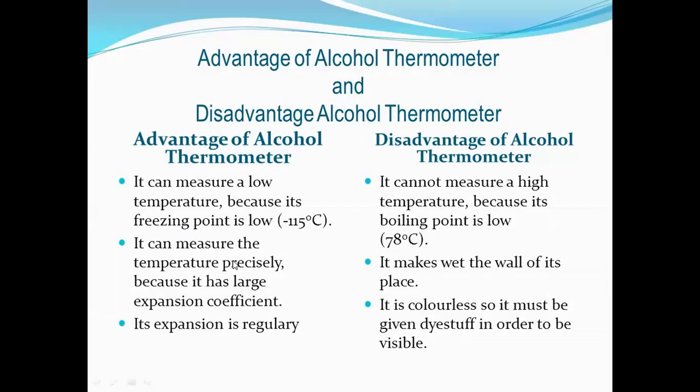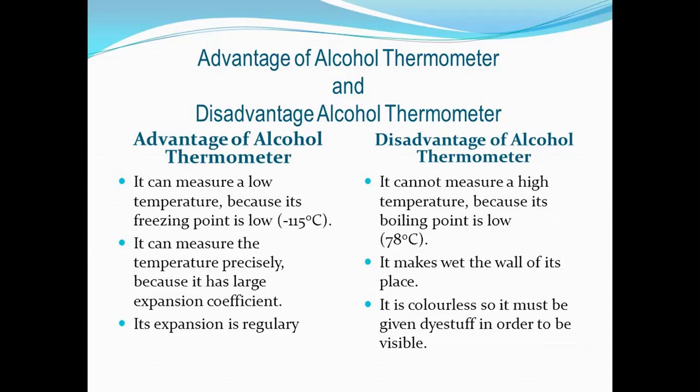Second one, it can measure the temperature in a precise way because it has a large expansion coefficient. Third one, it expands in a regular way. So these are the 3 advantages of using alcohol in a thermometer. Now look at the 3 disadvantages. First one, it can't measure high temperatures because its boiling point is only 78. So this 78 is a very low temperature, so it can't measure any temperature above 78.